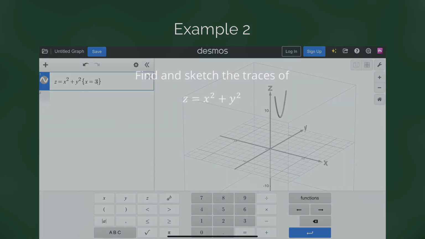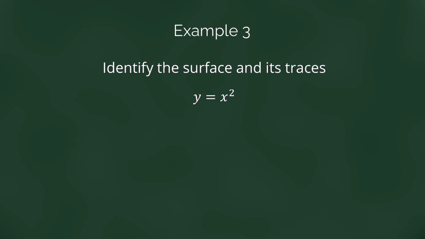Okay, one last example. Now we have the surface y equals x squared. We want to identify what that surface is in three-dimensional space and then what the traces look like. Well, this is a cylinder. Again, we're missing the letter z, so we know it's a cylinder. This is what's going to be called a parabolic cylinder, and the reason why it's called that is because we only have traces parallel to the z-axis, and each of those is a parabola. So the traces are going to be parabolas.